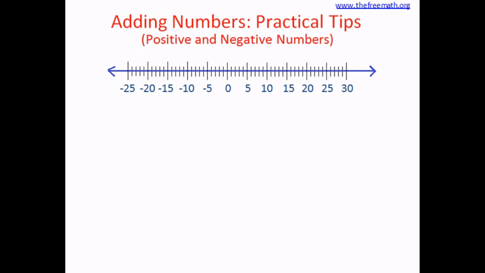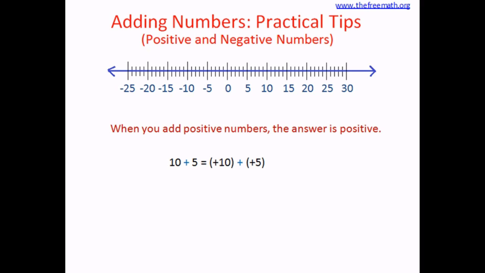Let's learn some practical tips to add negative as well as positive numbers. The first one is this. When you add positive numbers, the answer is positive. This is quite simple. Let's take an example. 10 plus 5. 10 plus 5 means positive 10 plus positive 5. The answer is 15, which is also positive.